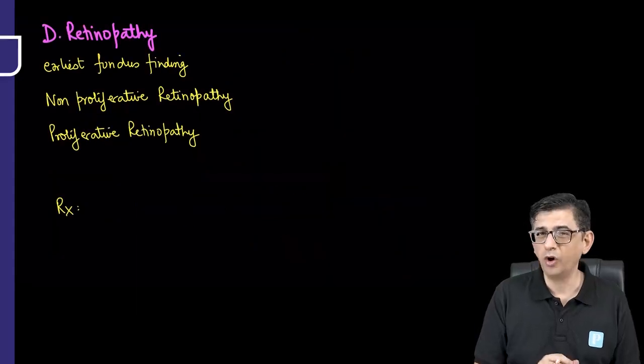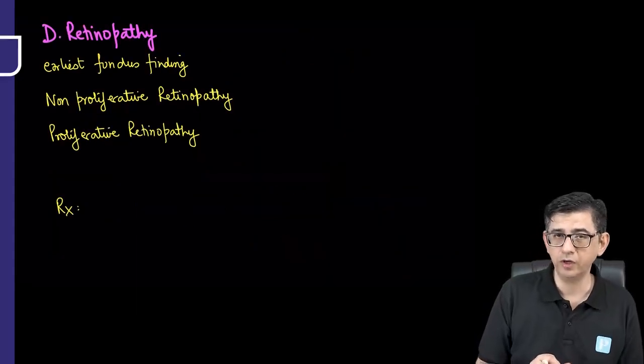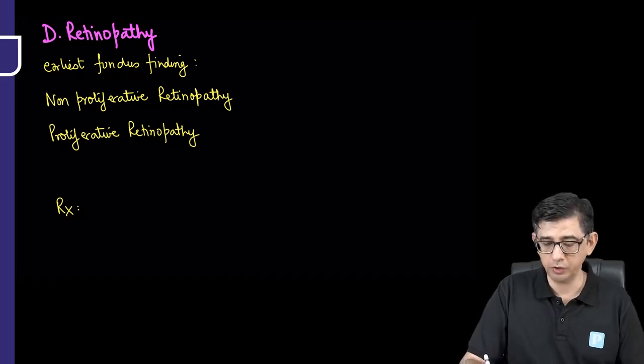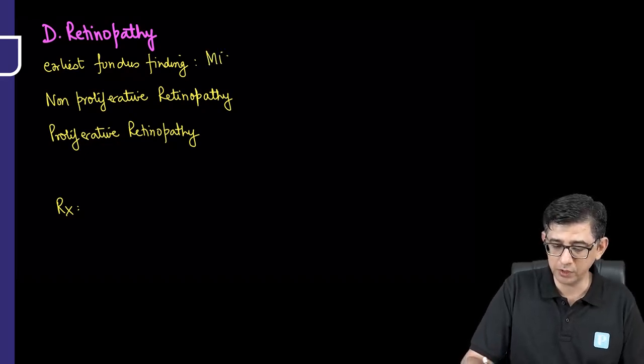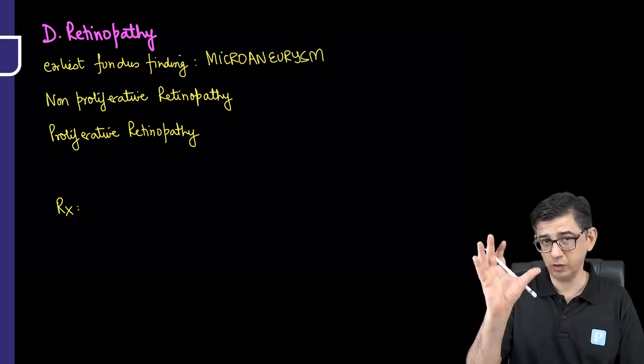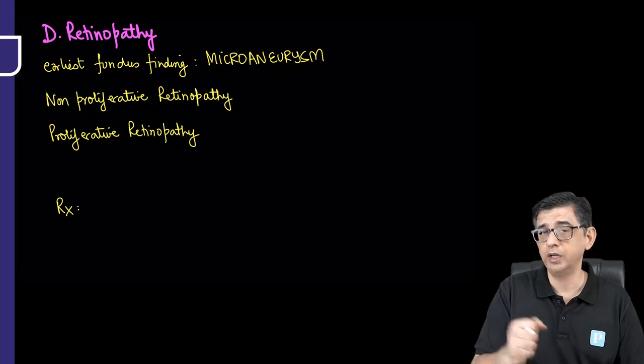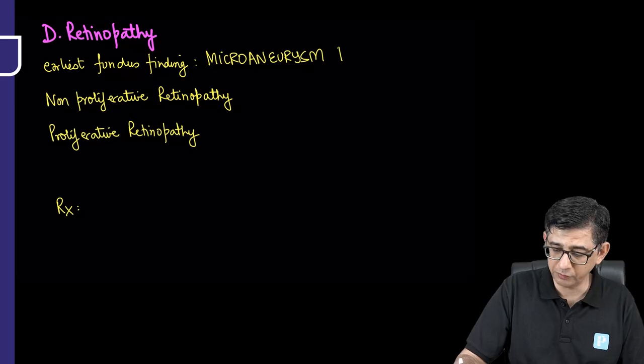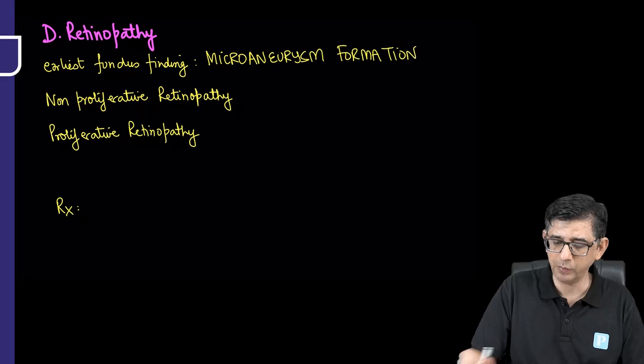Then as far as long-term complications in diabetes are concerned, this is a quick revision of your ophthalmology. The earliest fundus finding in a diabetic patient would be development of microaneurysms. In hypertensive retinopathy, we will have focal attenuation of arterioles. Hypertension will cause spasm, so focal attenuation. And in diabetes, D for dilatation, that is microaneurysm formation, is the earliest fundus finding in a diabetic retinopathy patient.